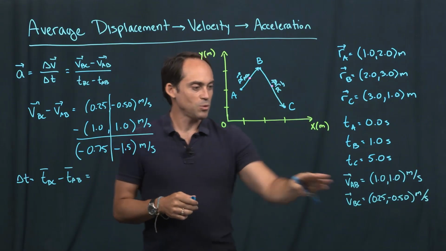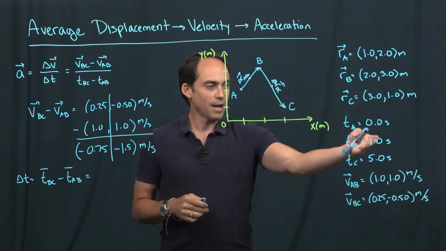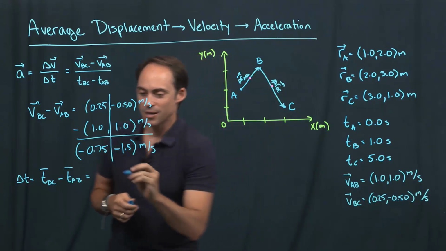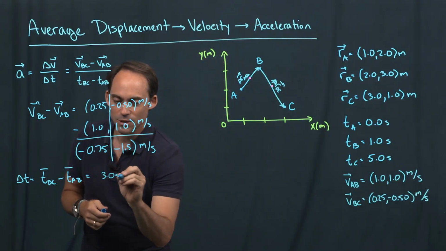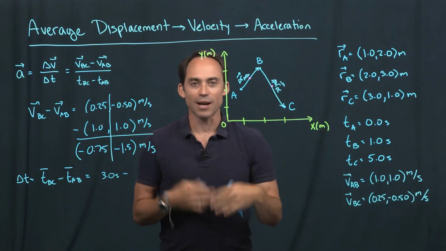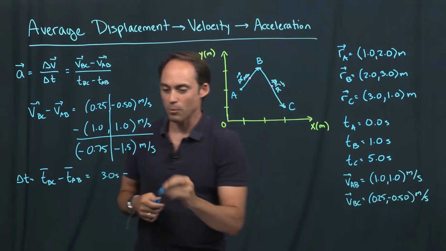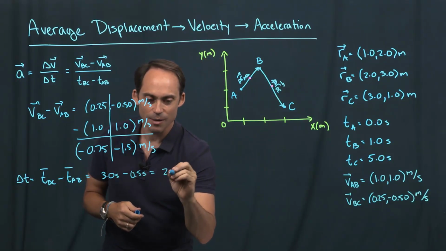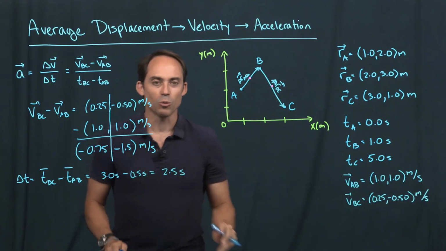We'll say these are the average times in between. Between B and C, the times are 1 second and 5 seconds, so the average time is about 3.0 seconds. Then the average time between point A and B, between 0 and 1.0, is about half a second. And so the change in time is actually about 2.5 seconds.